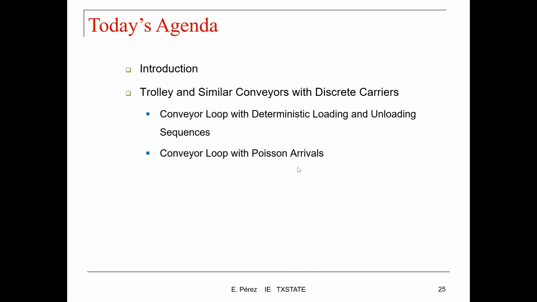Okay, so I'm going to conclude the lecture for this video with this example. In part 2, we're going to look at the conveyor loop with Poisson arrivals. There's the example that we just discussed. We were able to find the maximum capacity for conveyor loops with deterministic loading and unloading sequences. So the methodology presented in this lecture will allow you to compute that capacity. Okay, so in the next video, we're going to cover conveyor loop with Poisson arrivals.